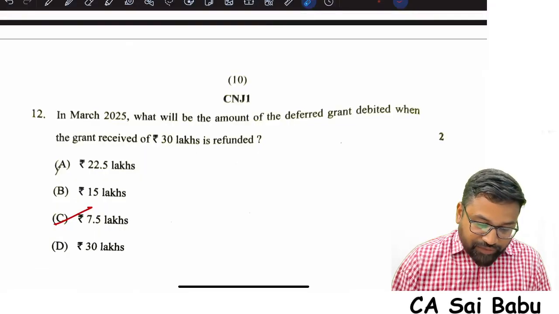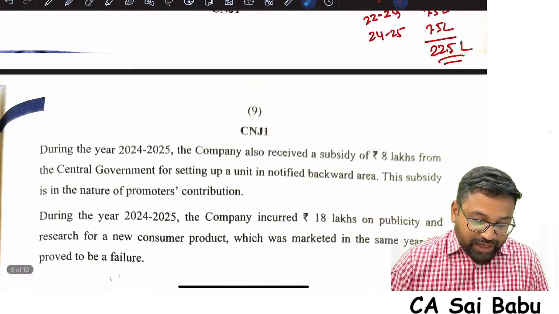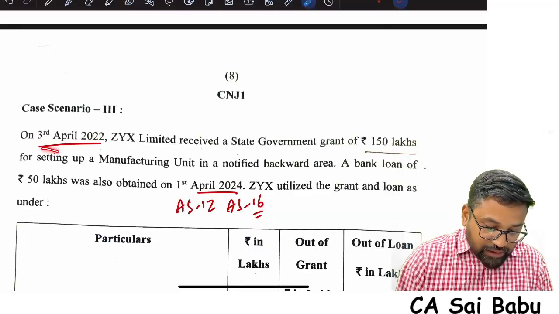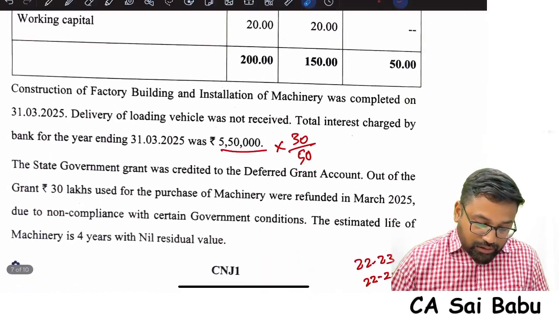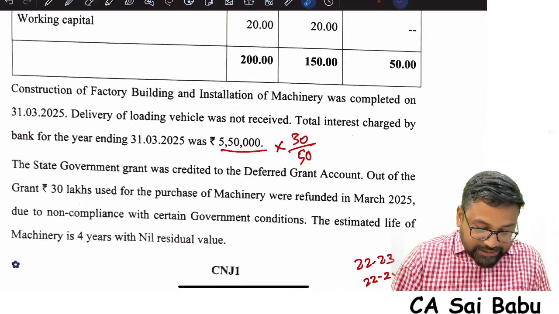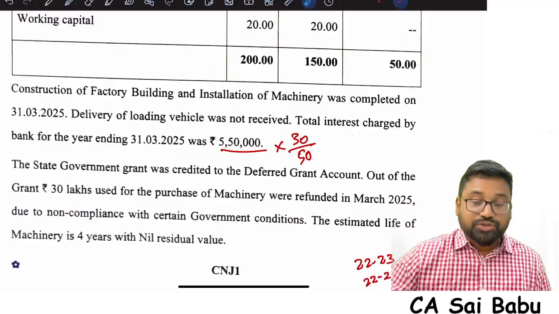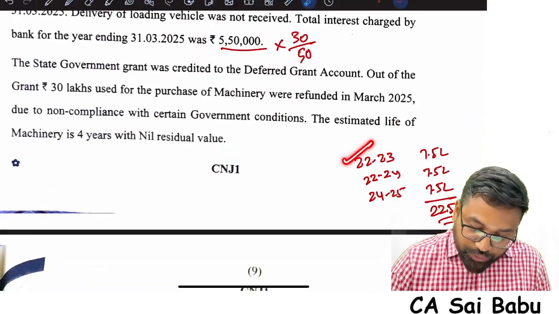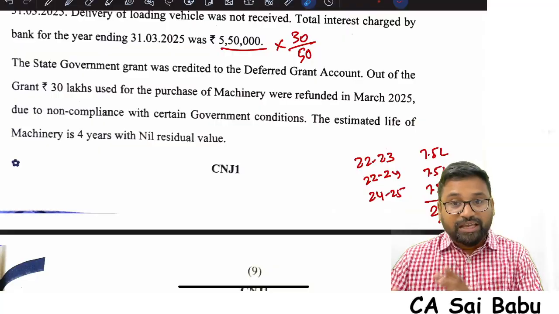In March 2025, what will be the amount of deferred grant debited when the grant received, 30 lakhs, is refunded? Actually, see, we have received a government grant of 150 lakhs in the year 2022. Out of this government grant, 30 lakhs is used for purchase of machinery, which is refunded in March 2025. So that means, see here, 22-23, 23-24, 24-25. 3 years are already over.